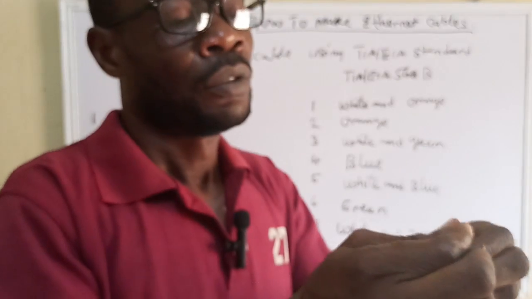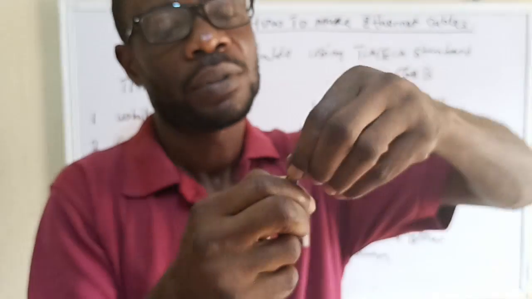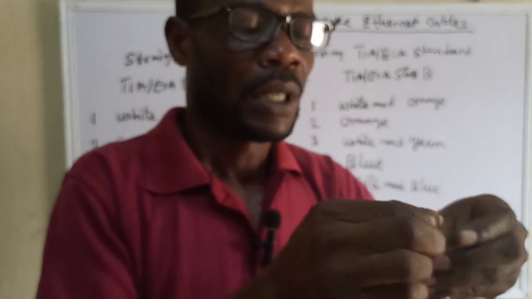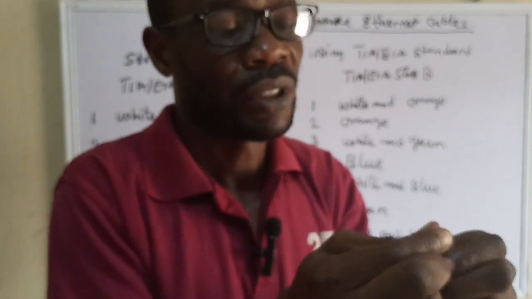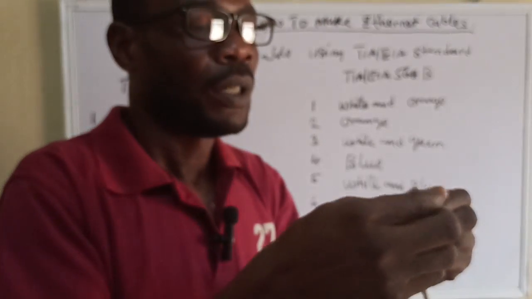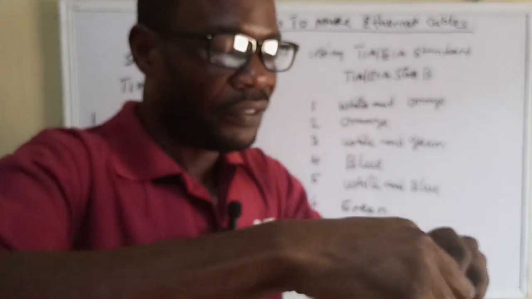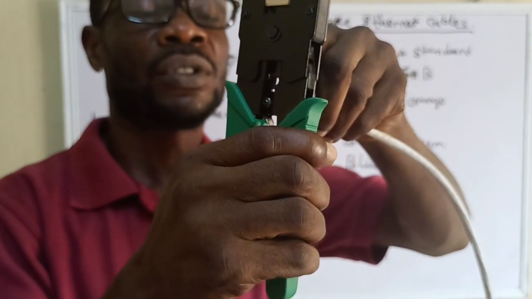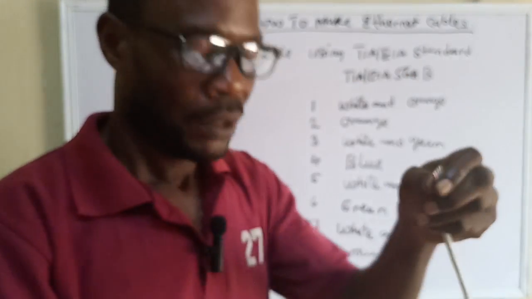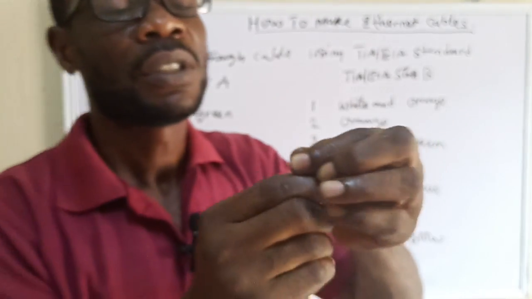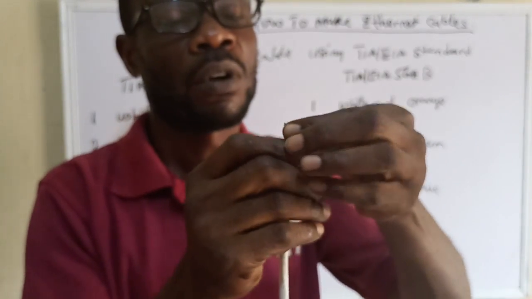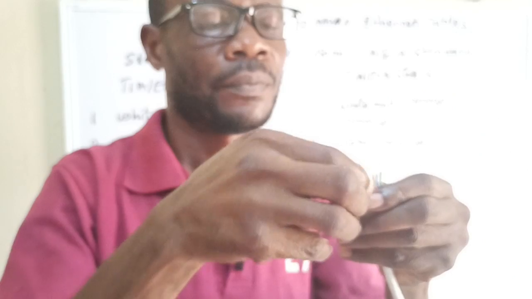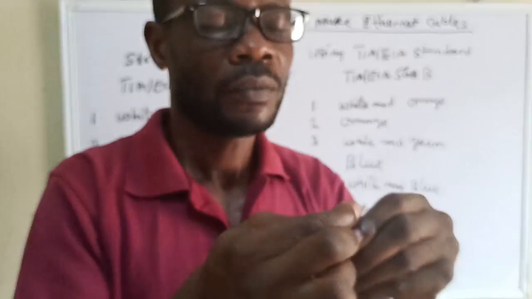So make sure you straighten the copper wires. They are a little bit hard, so make sure you straighten them so that they will easily fit into the RJ45 connector. You have to trim the copper wires so that they will be equal.